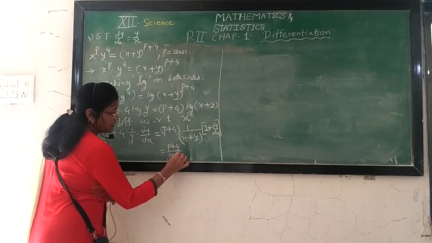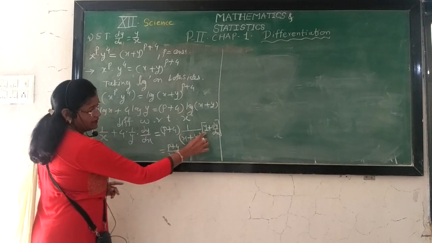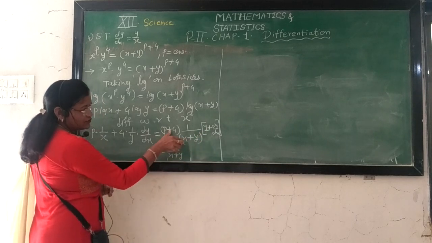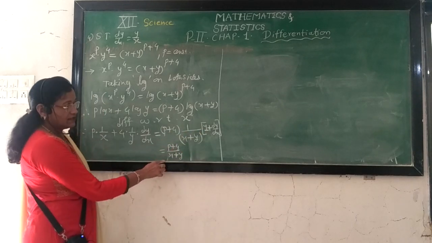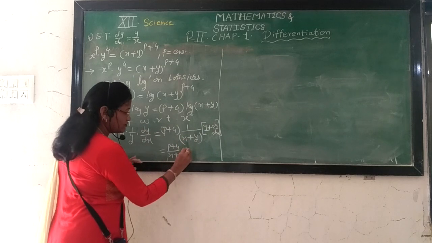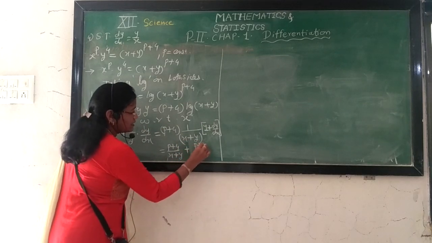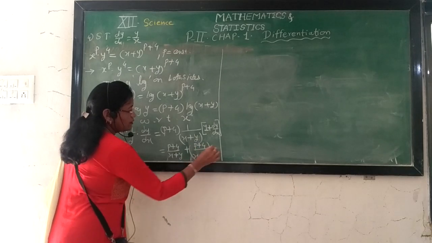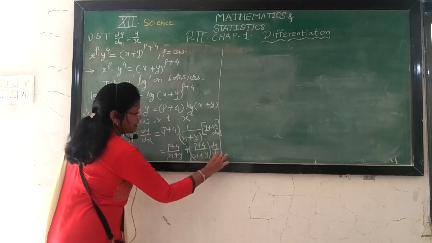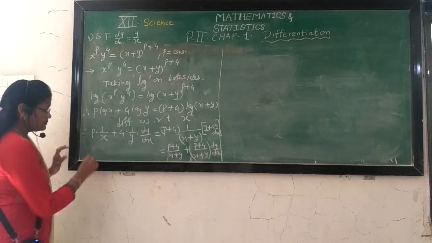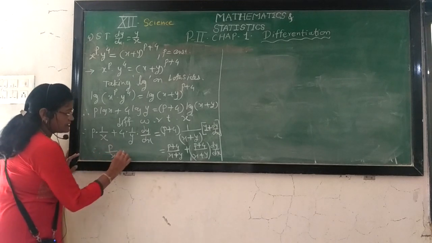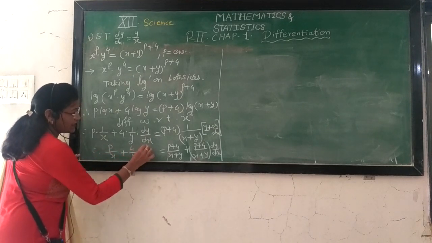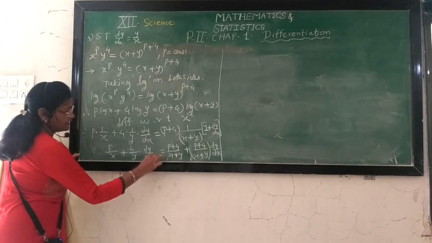That term is multiplied to the bracket. In the bracket the first term is 1. So this ratio is multiplied to 1, that remains as it is. Now again the same ratio is multiplied to the second term, that is we get here p plus 4 upon x plus y whole multiplied by dy by dx. Now on the left side we get that is p by x plus 4 by y dy by dx.